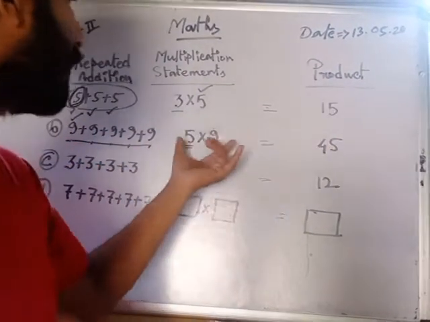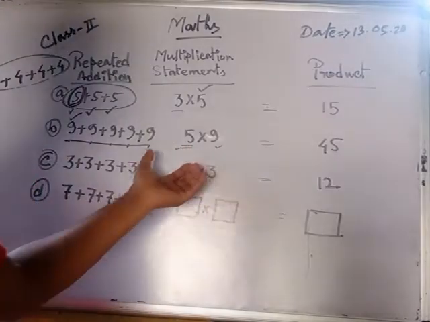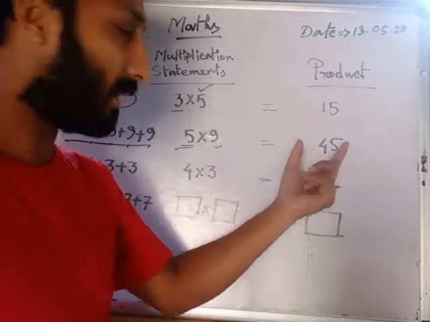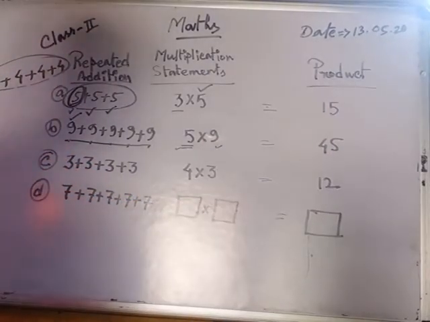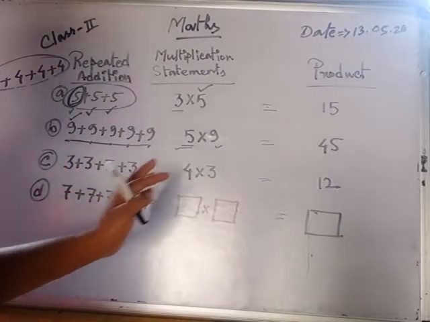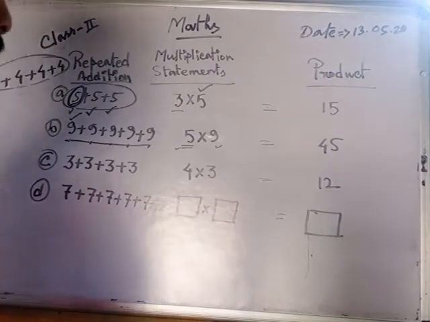Product is the result of multiplication, or product is the multiplication result. Okay, 5 9s are 45, so we should write here 45. Okay, do you understand? 5 9s are 45.